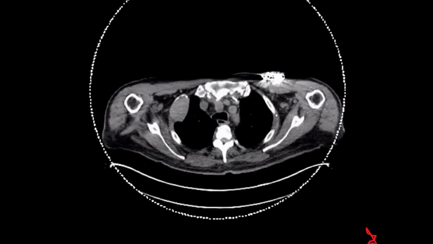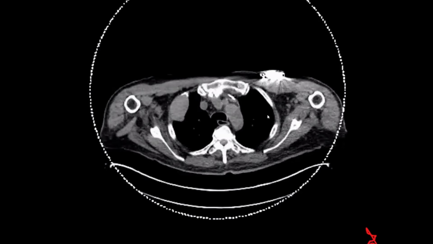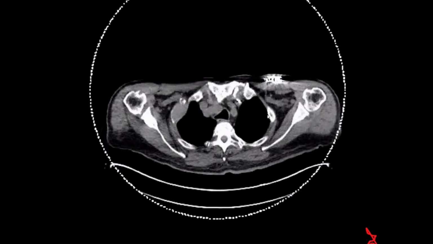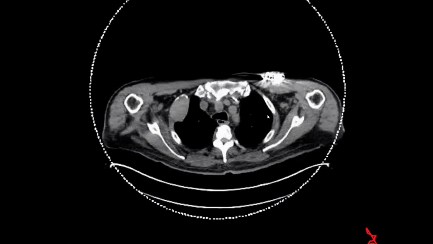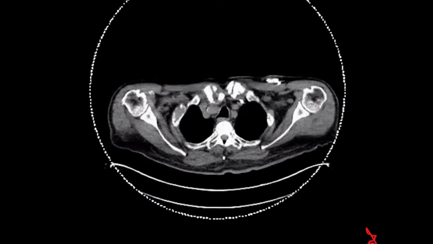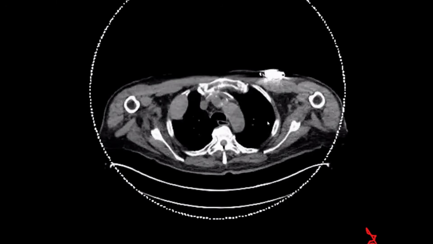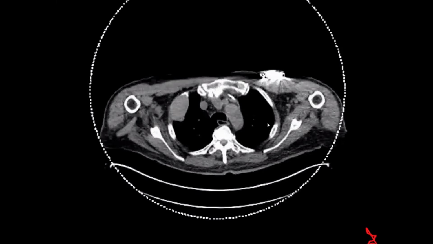Okay, this is the axial cut CT chest showing an expansile lesion originating from the rib. It shows homogeneous isodense density, with no aggressive features of invasion of the surrounding areas. Could it be fibrous dysplasia?